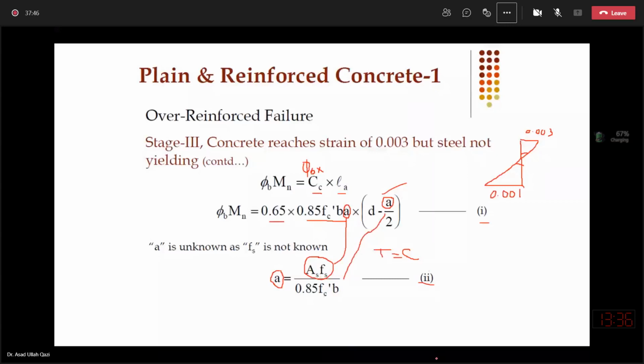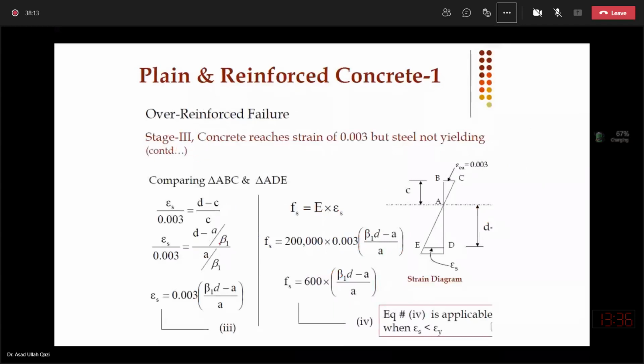But the problem is, I want to know what is the a value which will give me the answer of my internal capacity of this over reinforced cross section, so that we can do with this little exercise which is explained here on this slide.